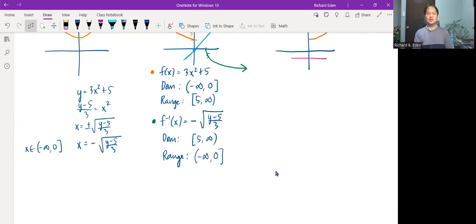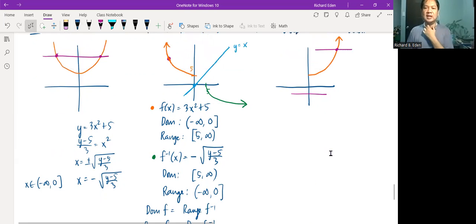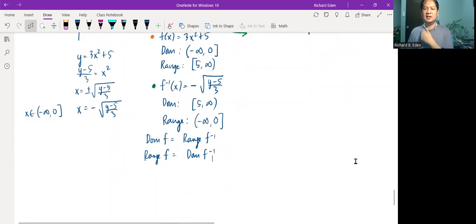So what this illustrates is that for a function and its inverse, the domain and range switch. Right? So the domain of f equals the range of f inverse. The range of f is the same as the domain of f inverse. Okay. Domain is only one more letter than range.